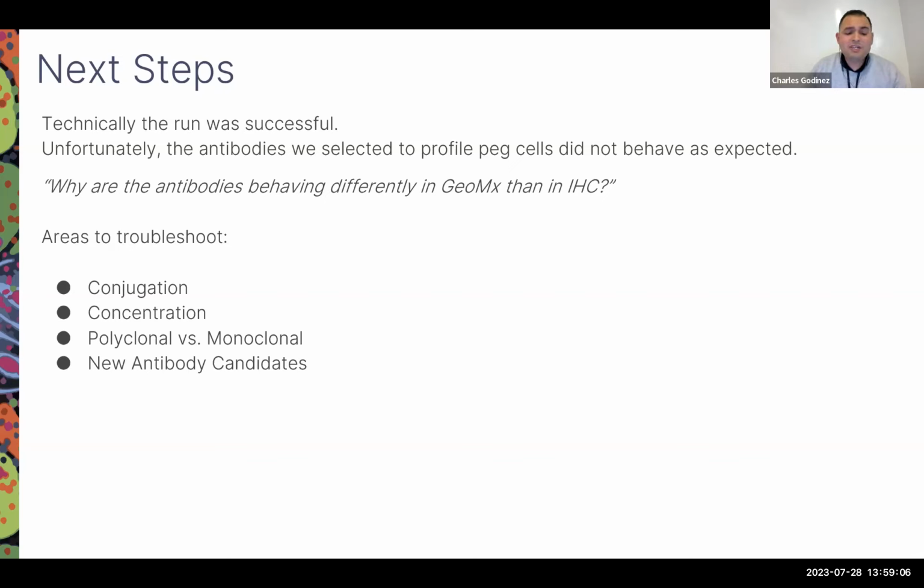Next, we could look at the concentrations that were used. Generally, we need to use higher concentrations than suggested for IHC because the geomics protocol includes a proteinase K step, which results in the loss of epitope sites. Perhaps we need to use a higher concentration for some of these antibodies to compensate for the loss of epitope sites. Another area to review is whether the antibodies are polyclonal or monoclonal.